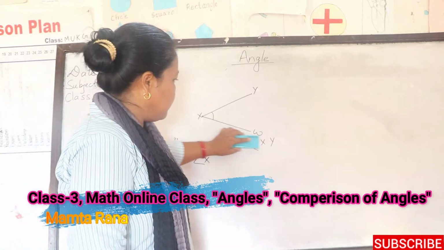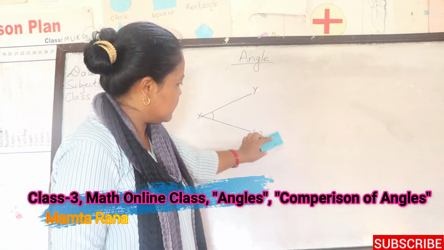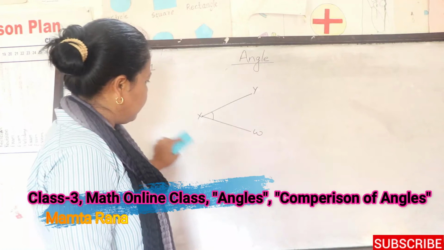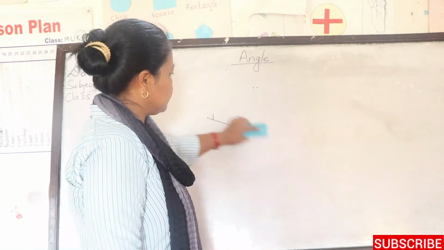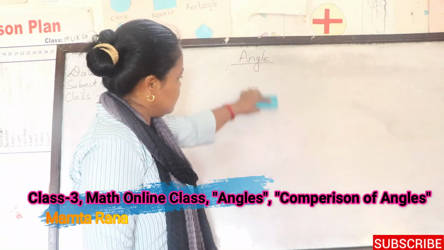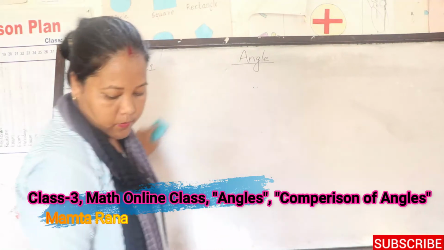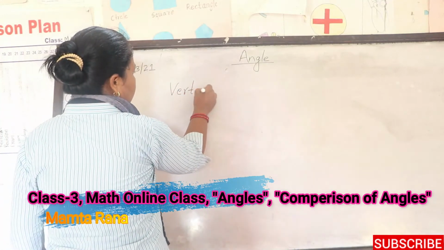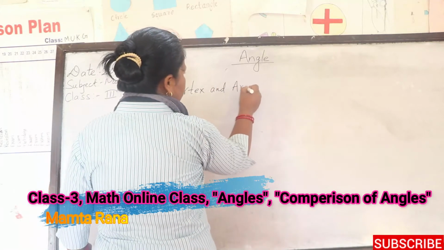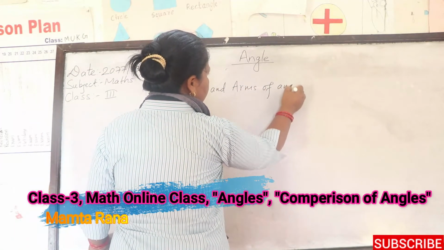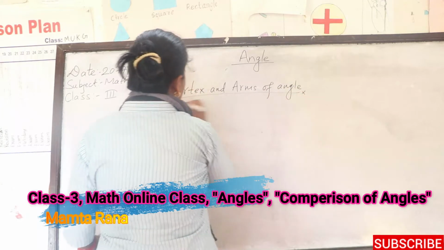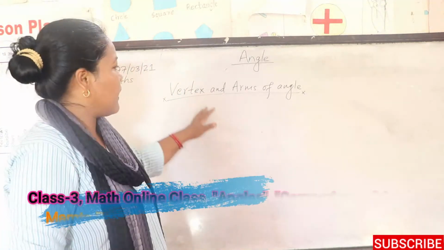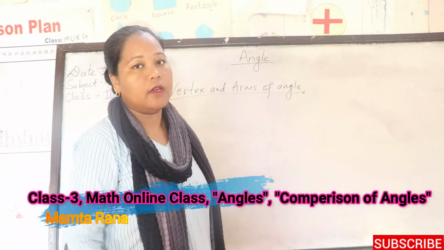Next, vertex and arms of the angle. You read this in class 2 also. Next topic is vertex and arms of angle. Just now we learned about angle and how to write the name of the angles, and now vertex and arms of the angle.